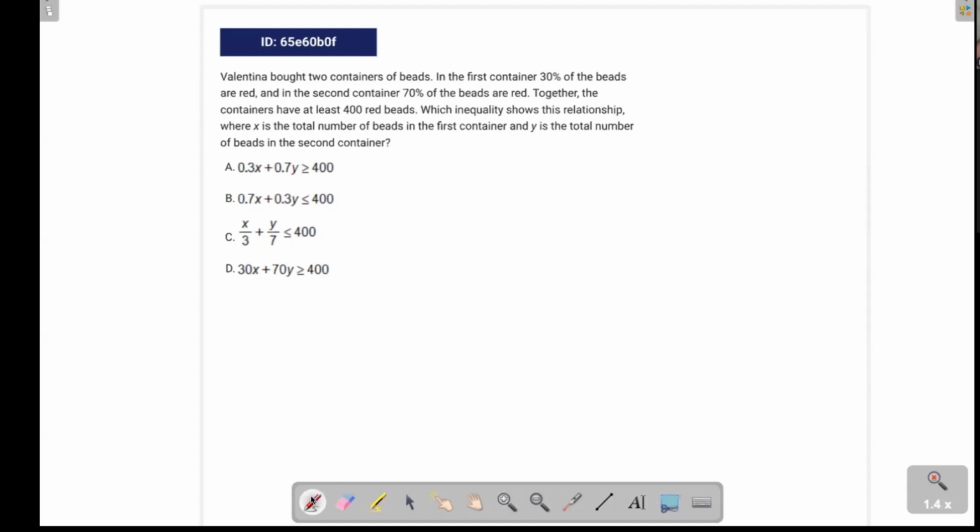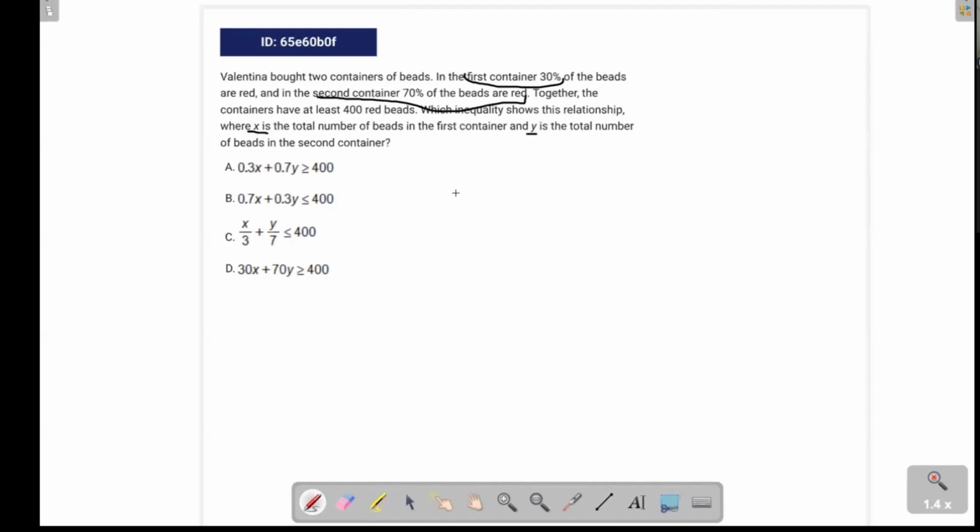I'm gonna go over this one. This is similar to the previous one we did. We're just setting up a relationship. So we have 2 containers. The first one they say is X, and the second one they say is Y. And they say 30% of beads are red in the first container. Let's keep this in mind. And 70% of beads are red in the second container.